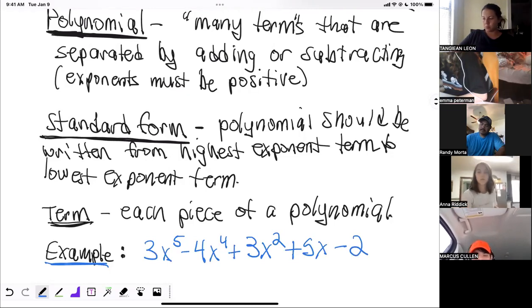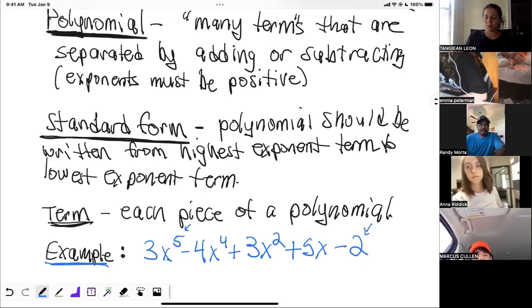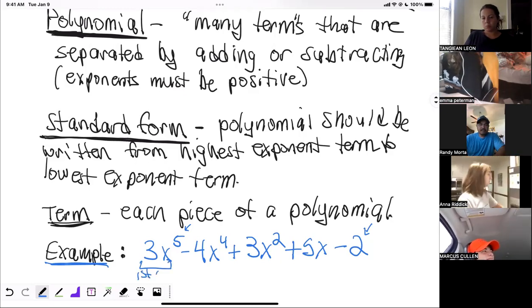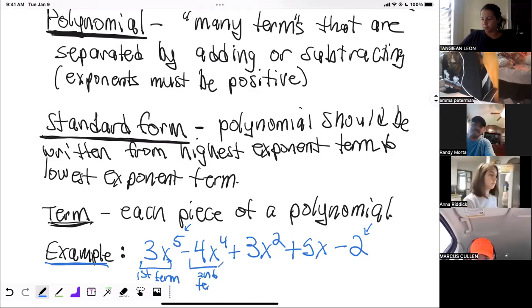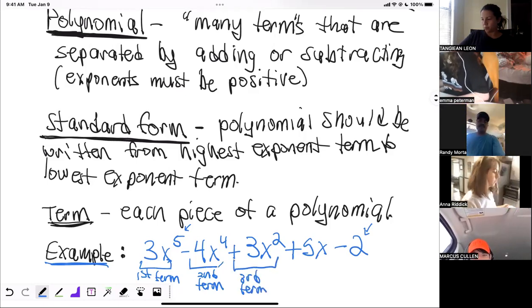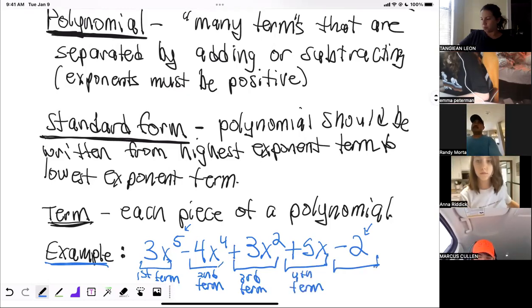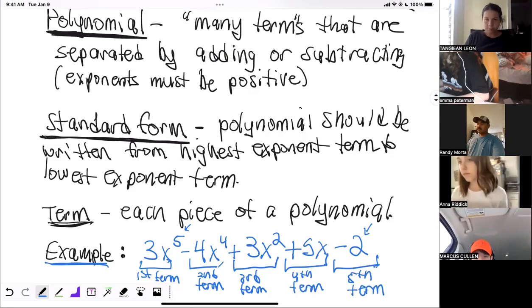That's a polynomial. It's also in standard form because if you look, the highest exponent is first and it goes down to the lowest exponent, which is no exponent. That's standard form. And each piece, this is my first term. This is my second term. Each piece is a term. This is my third term. This is my fourth term. This is my fifth term. So every piece separated by a plus or minus is a term.